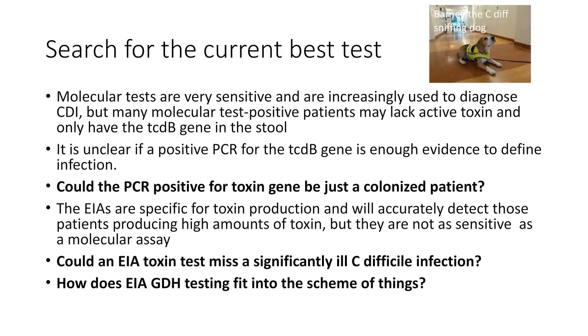Sure could. The EIAs are specific for toxin production and will accurately detect those patients producing high amounts of toxin, but they're not as sensitive as a molecular assay. Could an EIA toxin test miss a significantly ill C. diff infection? And then how does GDH testing fit into the scheme of all of this?